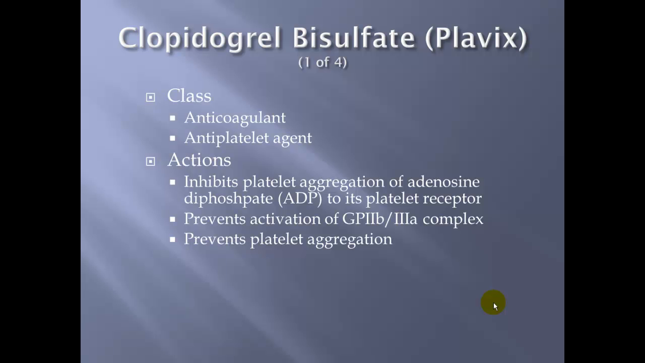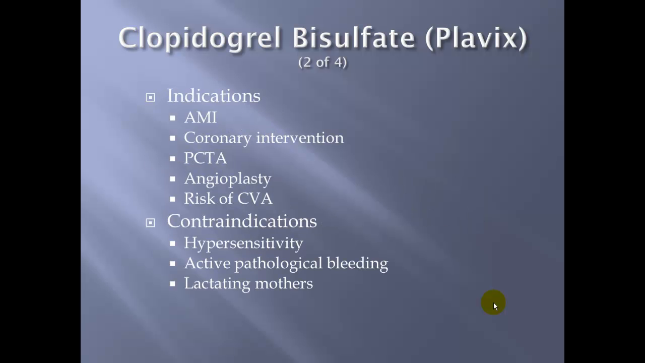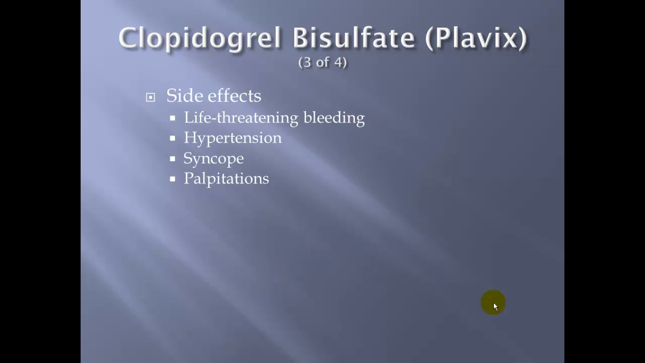Plavix. Plavix is kind of like a super aspirin. Anticoagulant, antiplatelet agent. Actions: inhibits platelet aggregation of adenosine diphosphate to its platelet receptor, prevents activation of glycoprotein 2B3A complex, and prevents platelet aggregation. Indications: AMI, coronary intervention, cath lab or PCTA, angioplasty, or the risk of a CVA. Contraindications: hypersensitivity, active pathological bleeding, and lactating mothers. Side effects: life-threatening bleeding, hypertension, syncope, or palpitations.